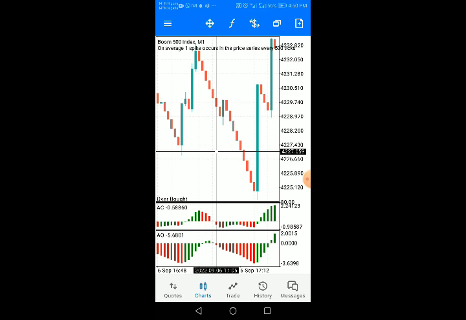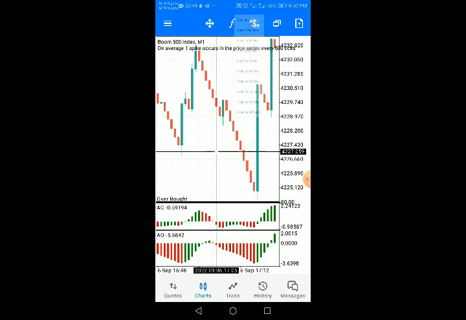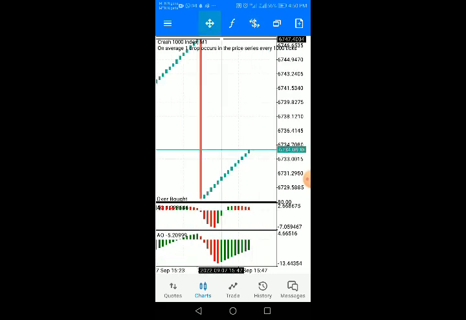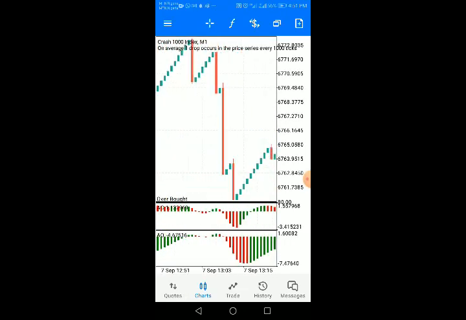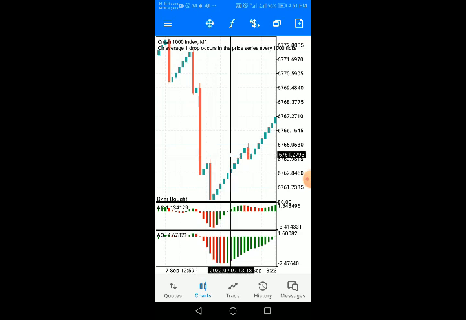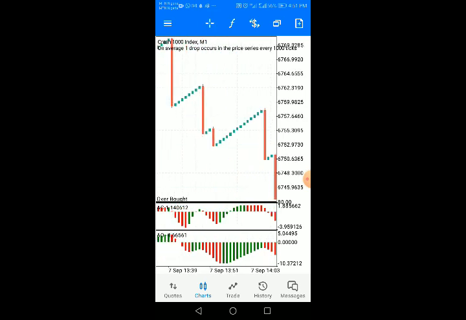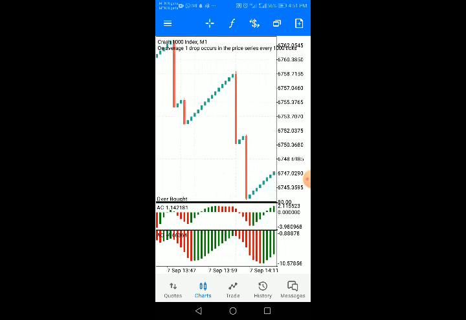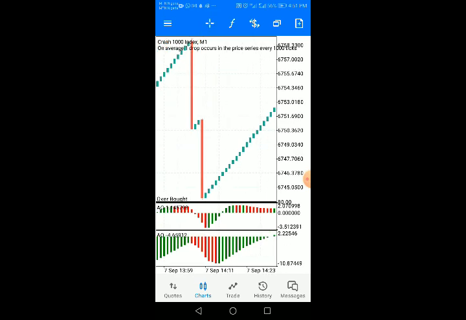So let's quickly check it on crash market. Let's check crash 1000. Here we are buying. This is it here. You can see it here. Pick one candle and leave the market. Yeah, the same thing here. Pick one candle and leave the market. Same thing here. Pick one candle and leave.